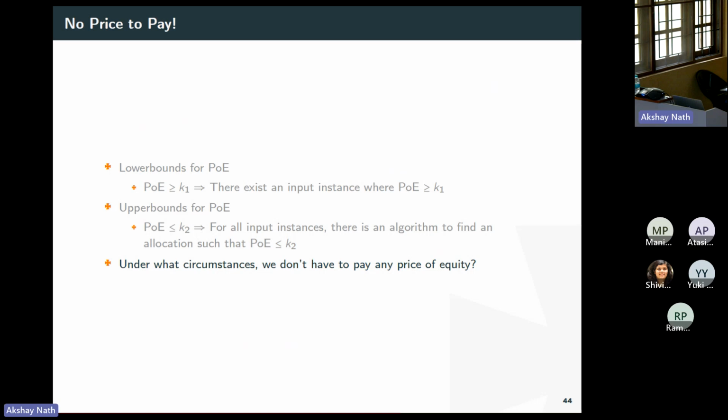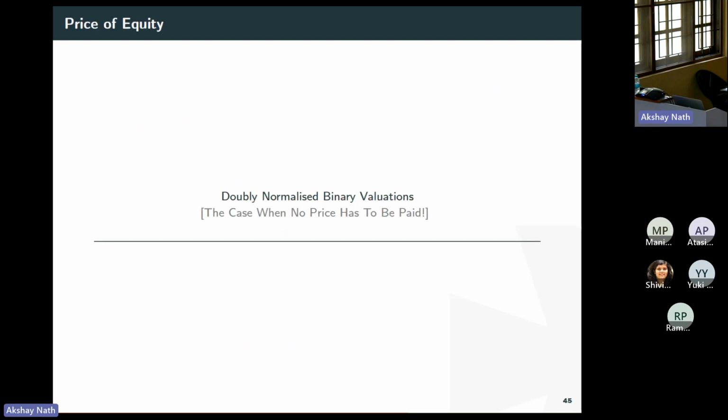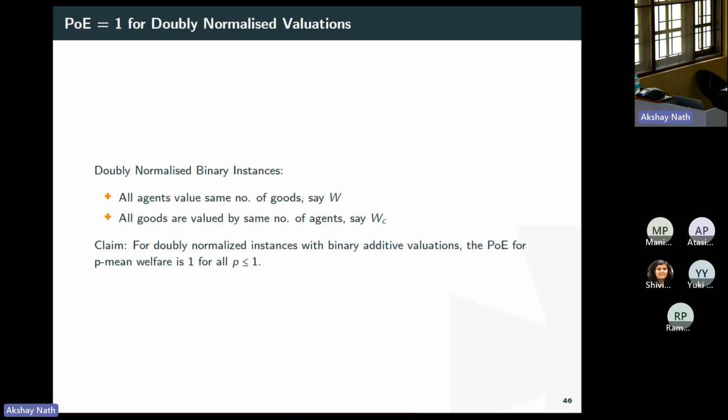Okay, so now we have seen the bounds. Let me just move on to a good case where there is no price of welfare to be paid. This is the setting of doubly normalized binary valuations. By that I mean we saw normalization, right? All rows add up to the same constant. Now we want every column to add up to the same constant as well. The two constants can be different.